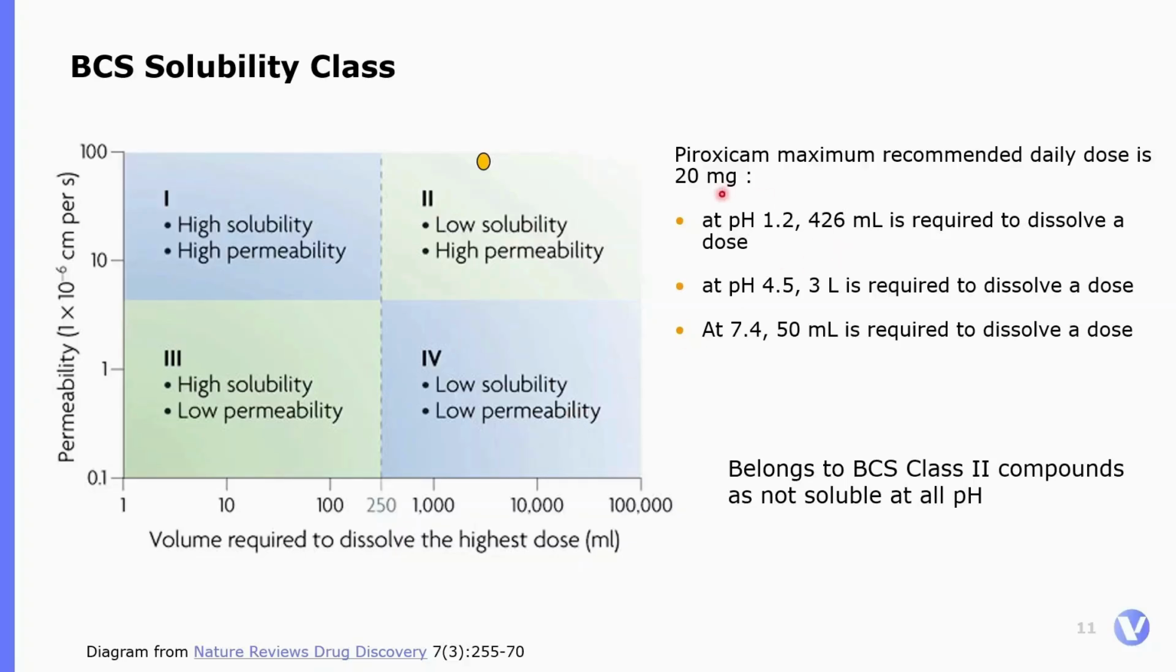At a dose of 20 milligrams, Piroxicam is practically insoluble at pH 4.5, which places it firmly in BCS Class II. As you can see, Piroxicam has a real potential to benefit from solubility enhancing technologies.